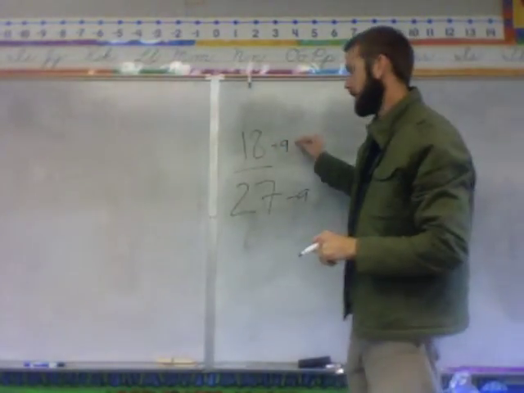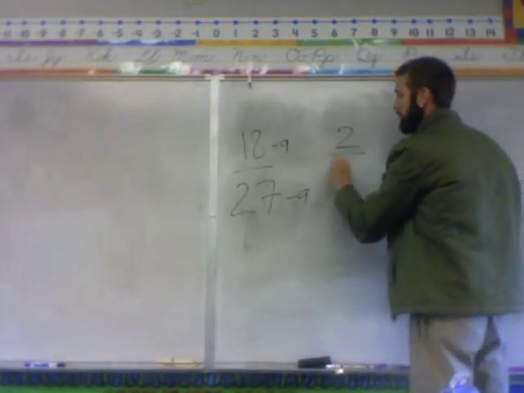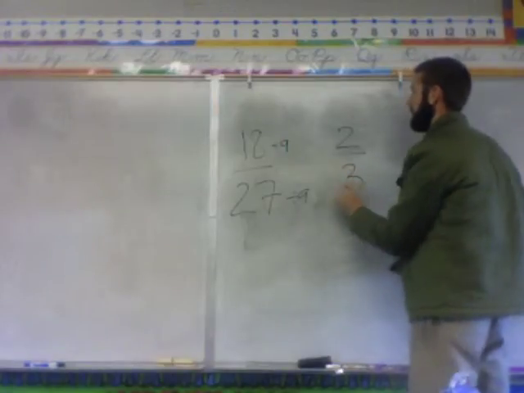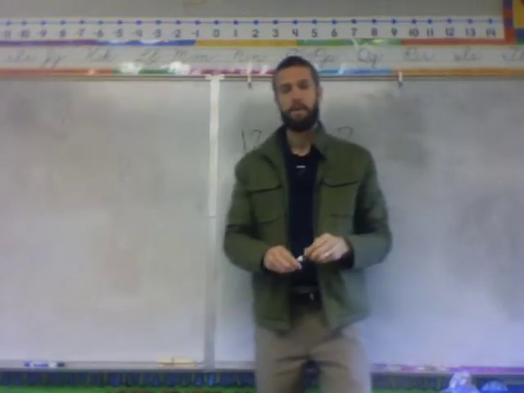Whatever you do to the top, you have to do to the bottom. 18 divided by 9 is 2. 27 divided by 9 is 3. Your answer is 2/3. All right?